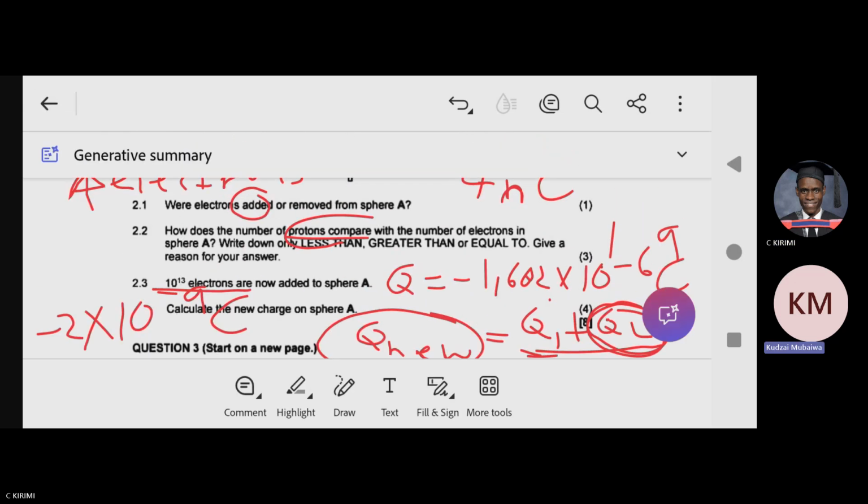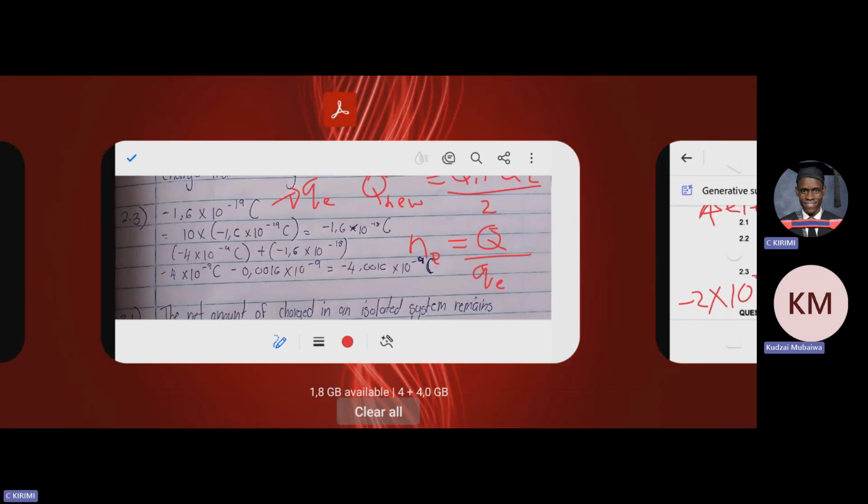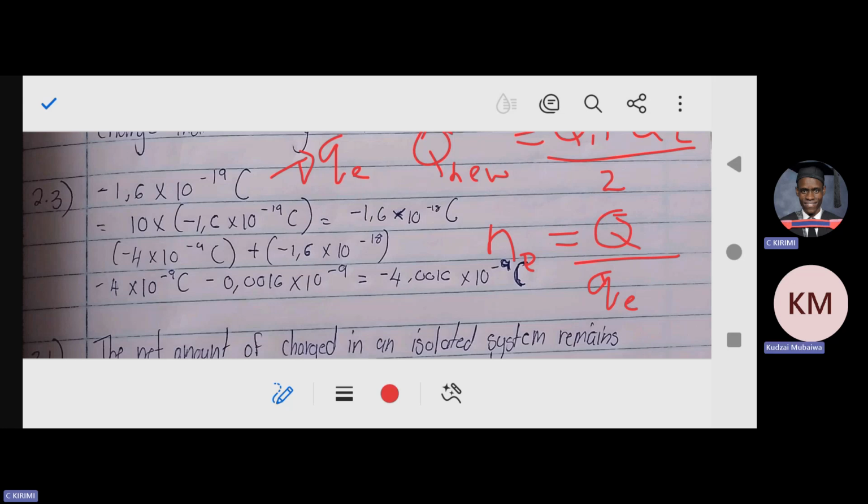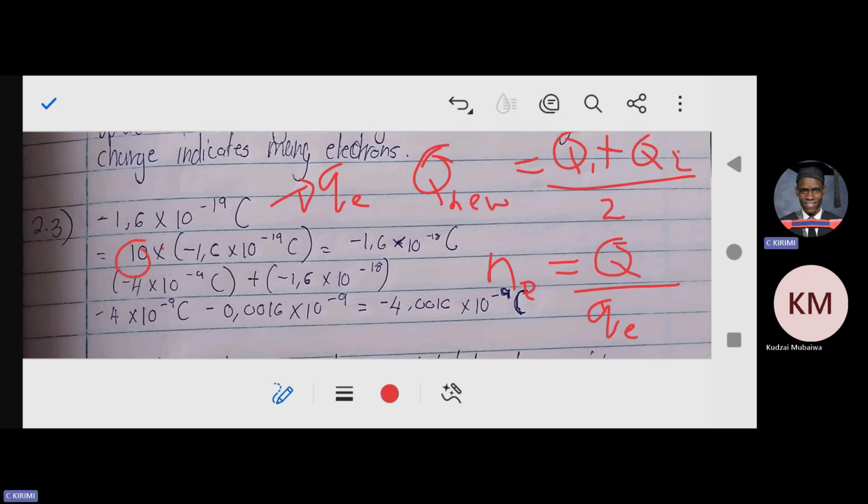Yes, sir. So that is the approach we use, not what you did here. What happened here? What were you doing? Where did you get 10 from? Oh, I took it from the 10 to the power of 13. This one. Yes, sir. And then where is the power 13? I don't see it. Where is the power 13? Oh, that one, that is not the correct one.